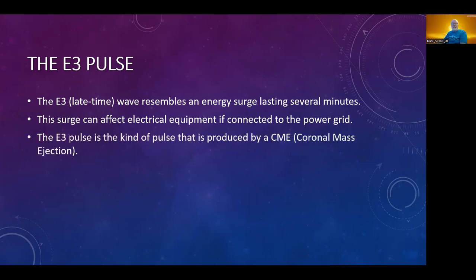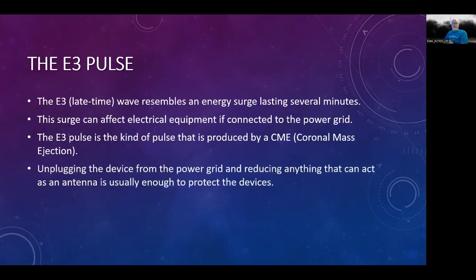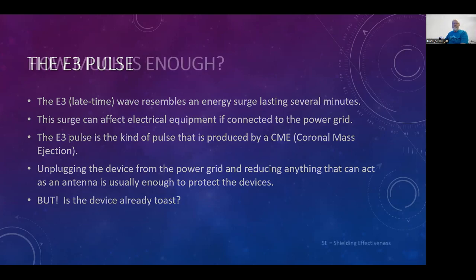The E3 pulse is the kind of pulse, like I said, that is produced by a CME. And unplugging the device from the power grid and reducing anything that can act as an antenna is usually enough to protect the devices. And this only holds true if we're just talking about a CME event. If we're talking about an EMP, the E1 pulse has already destroyed it, so it doesn't matter. It's probably already toast in an EMP event.